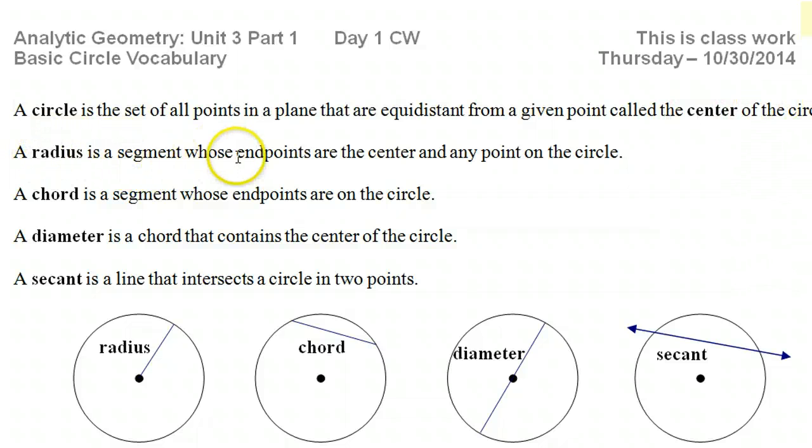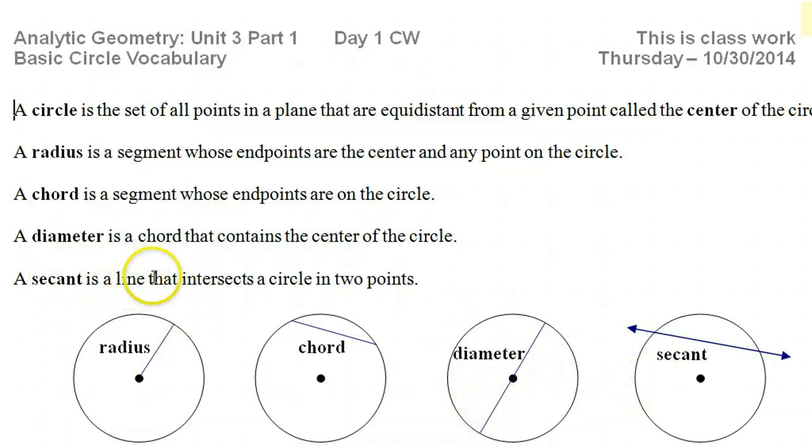A radius is a segment whose endpoints are the center and any point on the circle. So a radius is like this, from the center out to the circle. A chord is a segment whose endpoints are on the circle. So this is a chord because it starts on the circle and ends on the circle. Technically this is a chord as well, but it's a special chord that goes through the center. A diameter is a chord that contains the center of the circle. So it's a chord through the center.